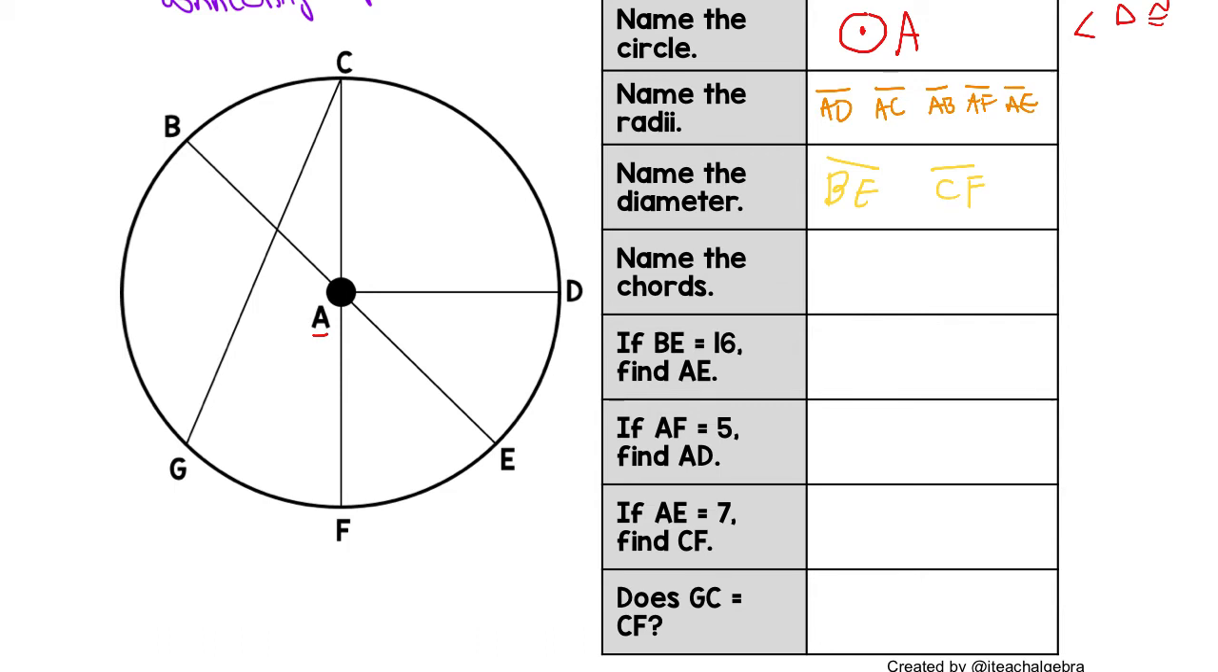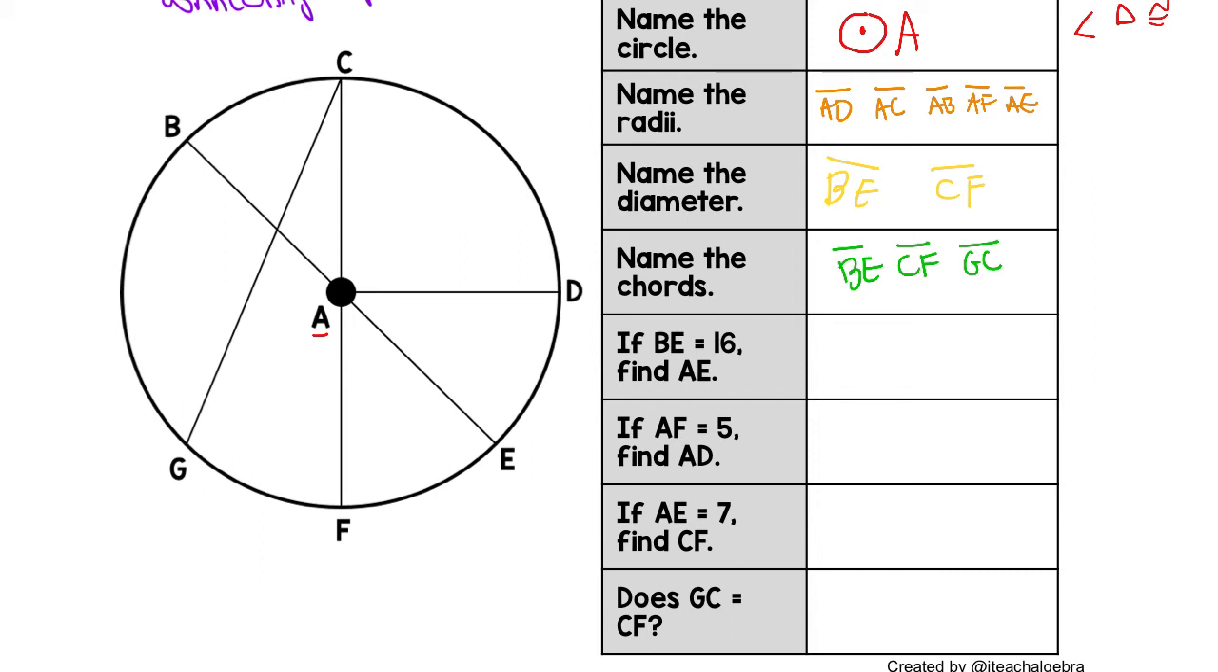Name the chords is the next one. Pause here and name at least one. All right, so chords connect any 2 points on the circle. We've got 3 chords. Segment BE is a chord and a diameter. Segment CF is a chord and a diameter. Last one, segment GC is a chord, but not a diameter.